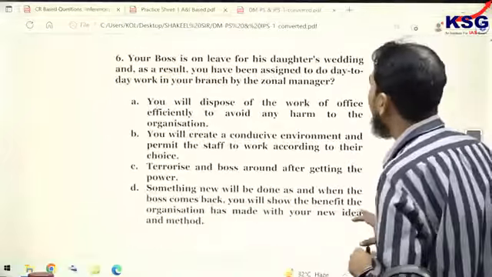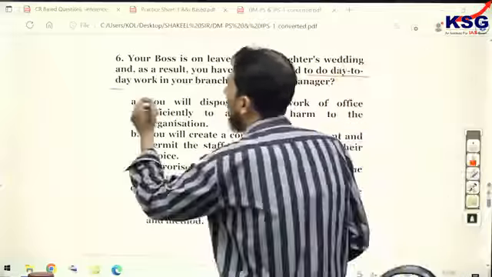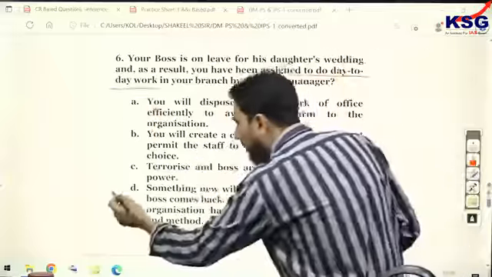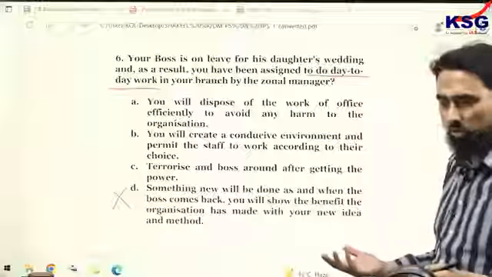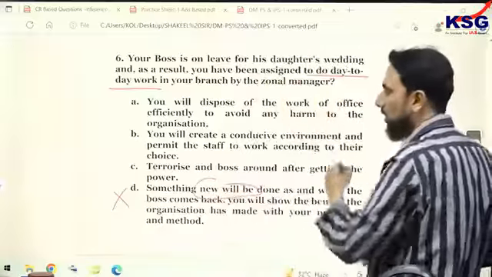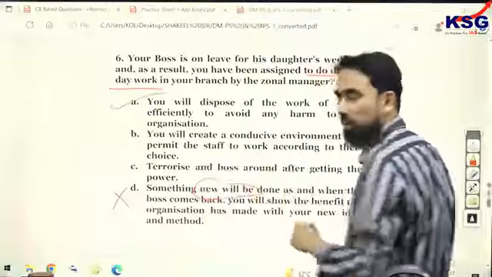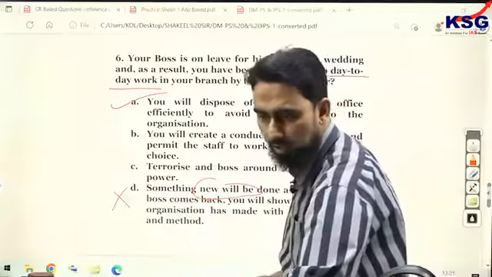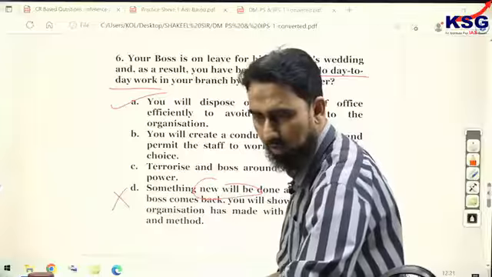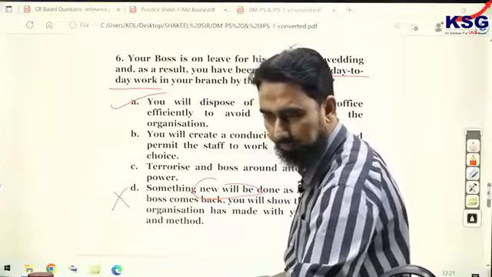Question number 6 very clearly mentions in the question that you have been assigned to day-to-day work. Hence you can't play with the policy decisions, like something new will be done. Why would something new be done? In the first place you have not been assigned that. So just logistical issues you need to take care of. So option A is the best one. Question number 6, option A.